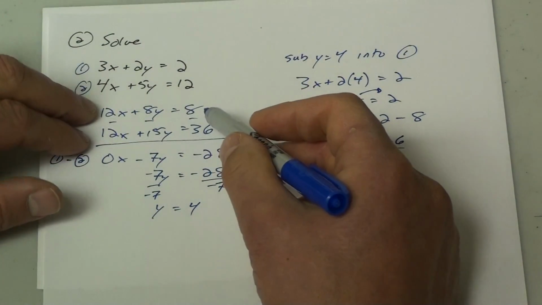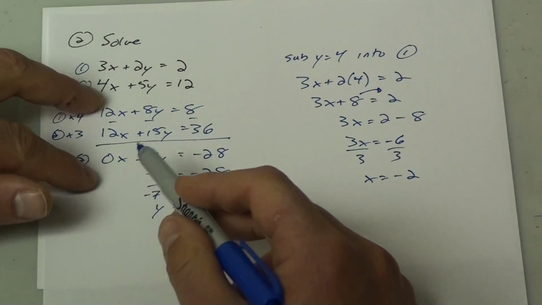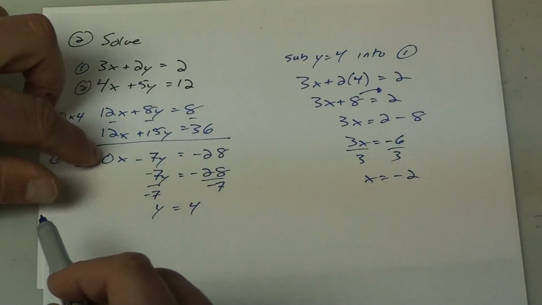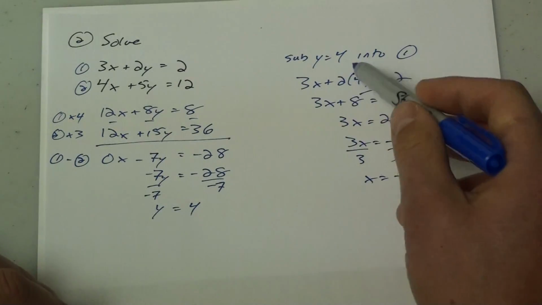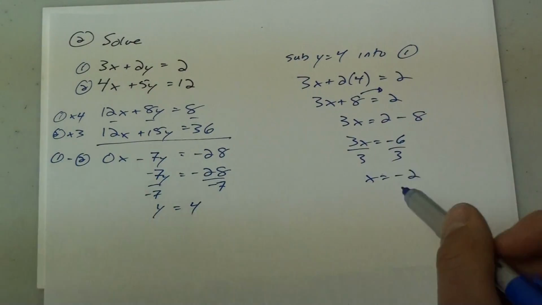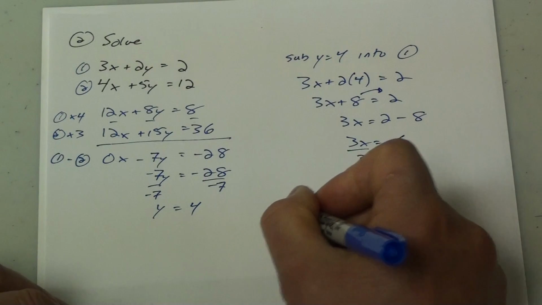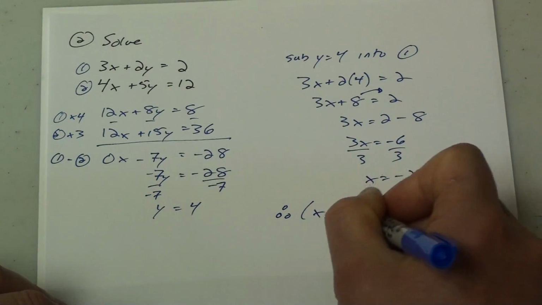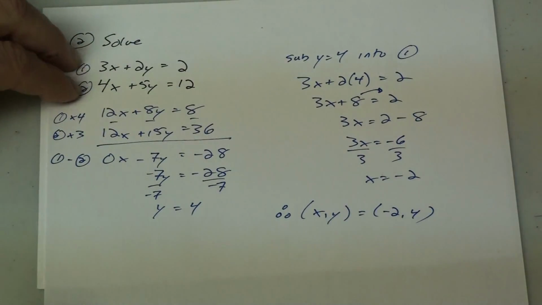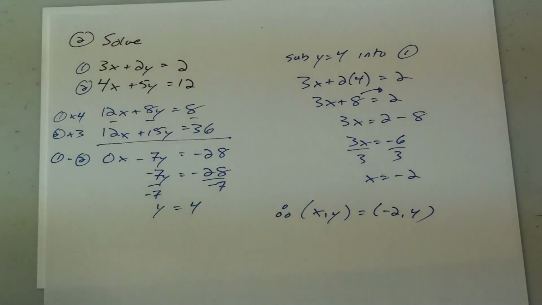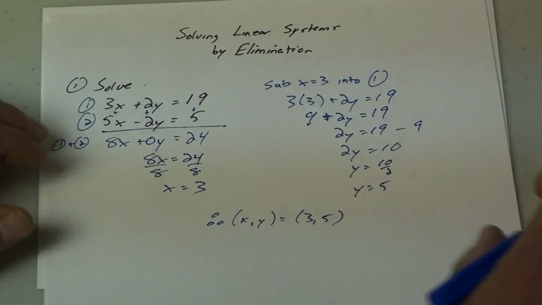I did this one by elimination, where I add or subtract my equations, make one of the variables go to 0. And then once I got one of my variables, I sub back into one of the original equations to solve for the other variable. Therefore, x, y equals negative 2 and 4. This is the point of intersection between those two linear relations. Short little lesson on elimination. Thank you very much.